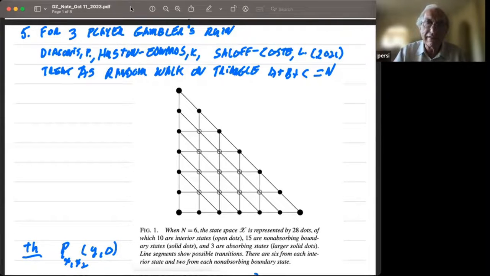This is what the state space looks like. This is when n is 6, and the set X are these open circles. This is the interior. The boundary, the outside, is where one of the players is eliminated. This is player C, this is players B and 2 and 3 have all the money, this is players 1 and 2 have all the money. The 3 boundaries are the sides of the triangle, and they're not accessible from the inside. But in the full problem, one of the players wins all the money. That's these 3 big circles.